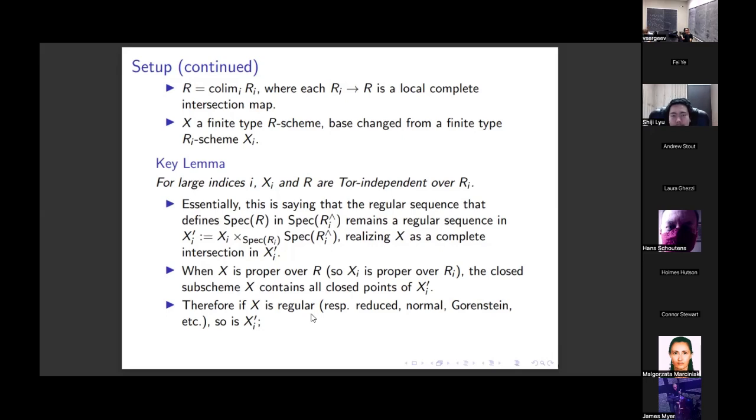The point is these local rings, they're not arbitrary local rings. They are local rings such that R_i to R are local complete intersections. And this will give you Tor independence, and therefore X is sort of a complete intersection in those Xi prime. And therefore you can get the property from X back to Xi prime, and then also back to Xi just by flat descent.